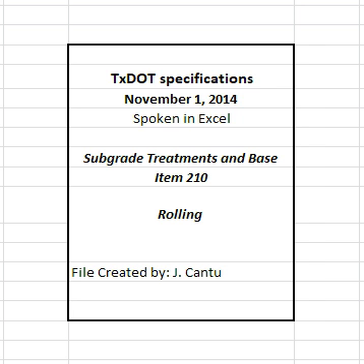Item 210. Rolling. 1. Description. Compact embankment, subgrade, base, surface treatments, broken concrete pavement, or asphalt pavement using rollers. Break up asphalt mats, pit run material, or base materials.